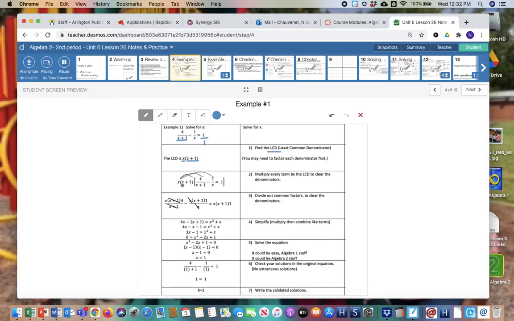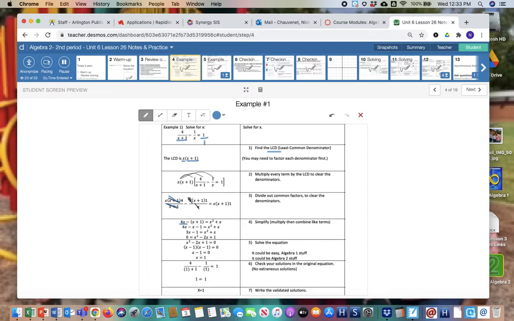So then what we're going to do is multiply x times x plus 1 through to each of these numerators, the 4, the negative 1, and the positive 1. So you'll see here how you have x plus 1, x plus 1, x plus 1. Now we're going to divide out in each term. So in the first term, the x plus 1's cancel, so great. We do 4 times x, well that's 4x.